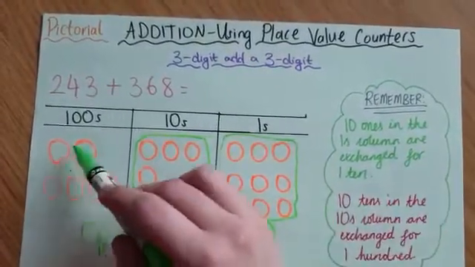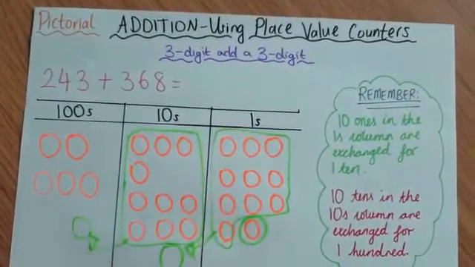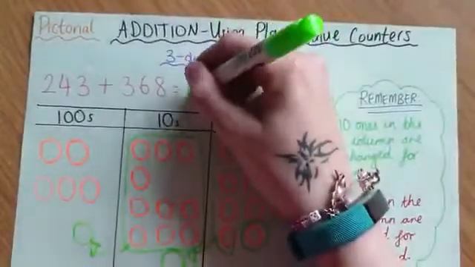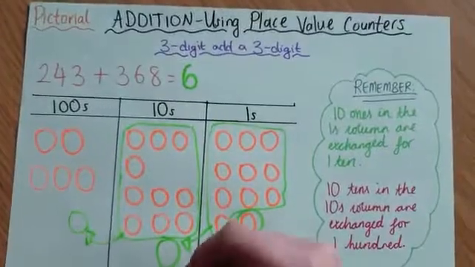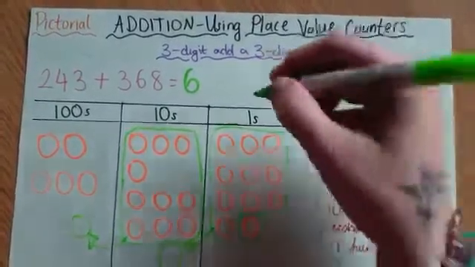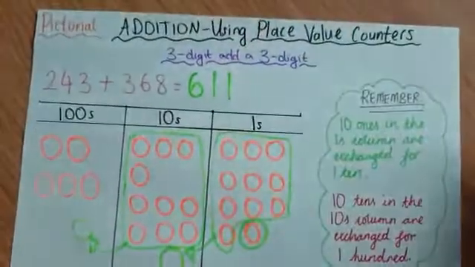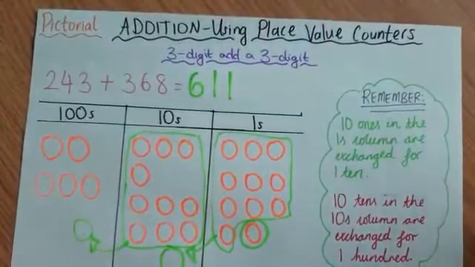So I now have 1, 2, 3, 4, 5, 6 hundreds. I've now only got 1 ten left, and I have 1 one. So my answer is 611.